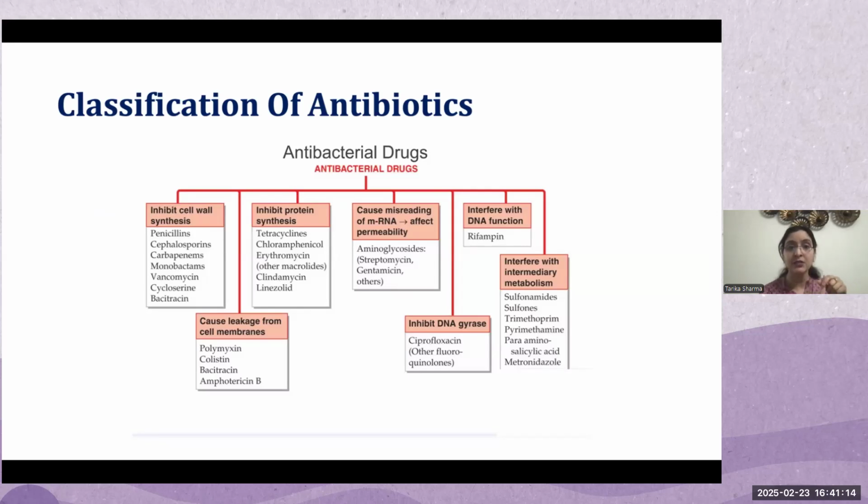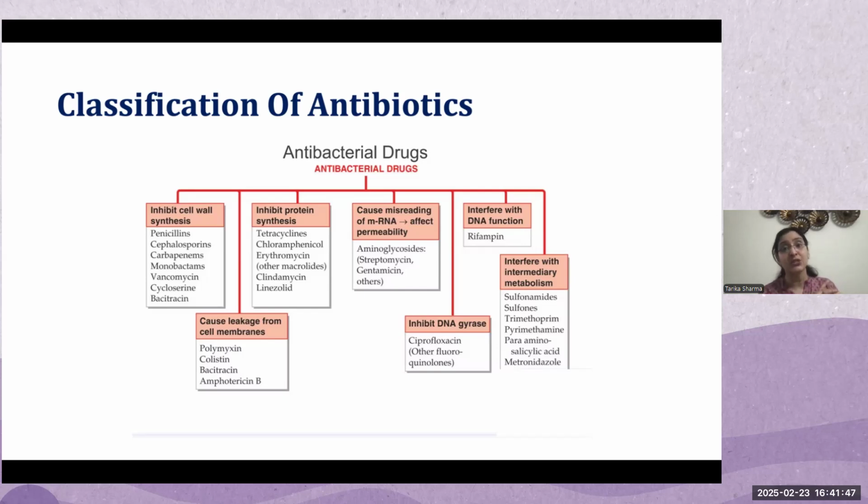Then the antibacterials which cause the leakage from cell membranes, like polymyxin and colistin, are used. Then you have the antibiotics which inhibit protein synthesis, like the tetracyclines, linezolid, or clindamycin. The antibiotics which cause the misreading of mRNA, messenger RNA, and affect permeability are the aminoglycosides, like gentamicin, streptomycin, etc. Then you have the antibiotics which inhibit the DNA gyrase, like ciprofloxacin.